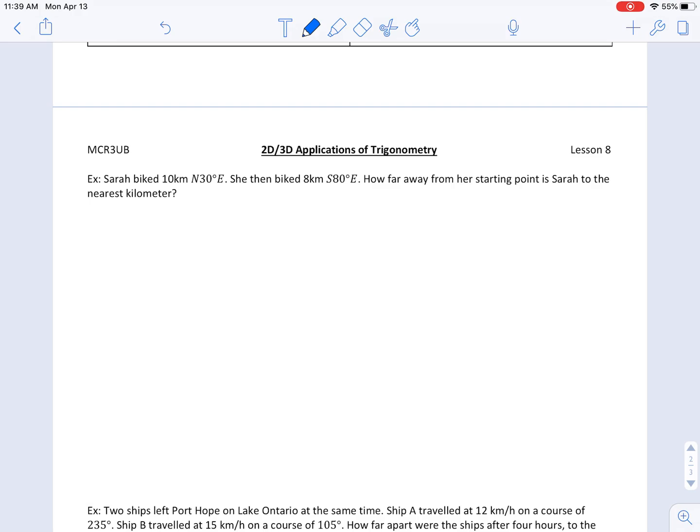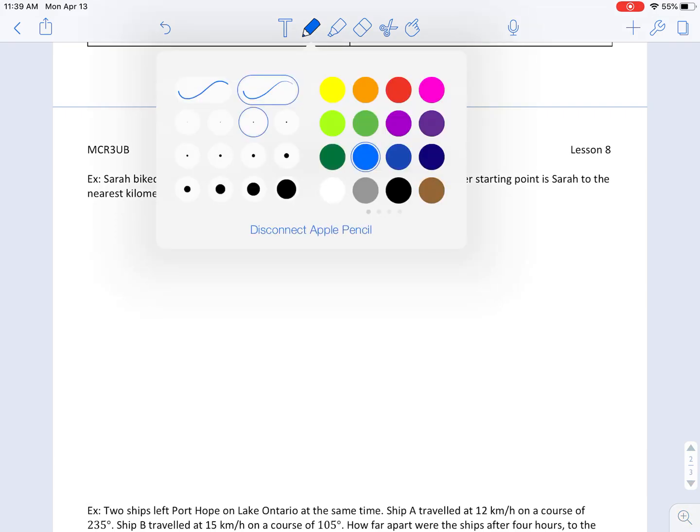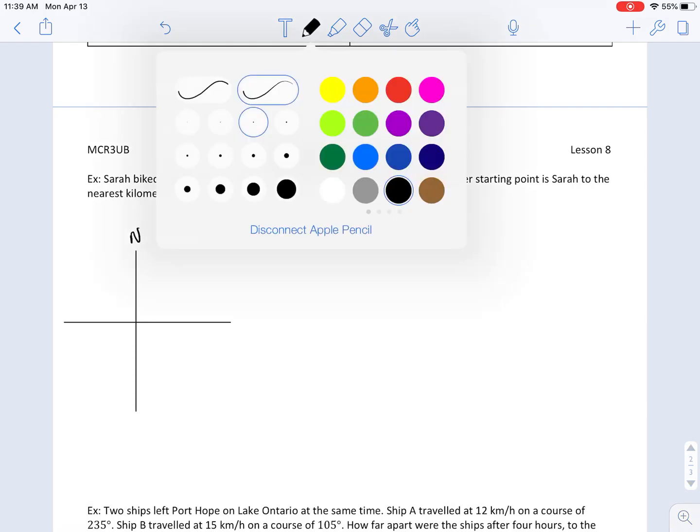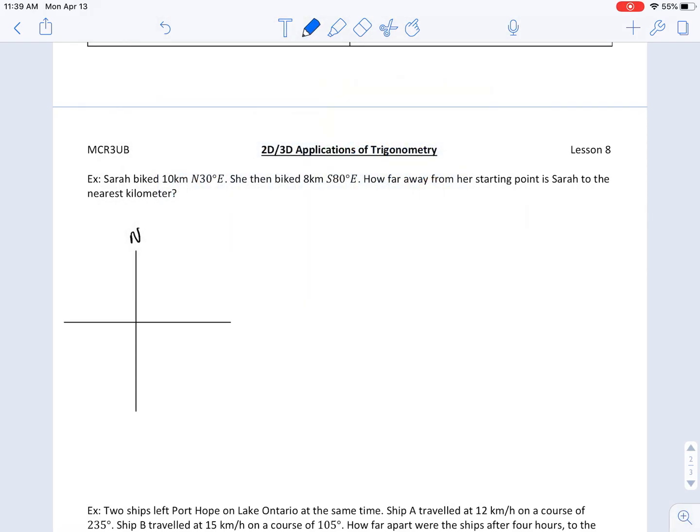So for example, we could use it in something like this, where it says Sarah biked 10 kilometers north, 30 degrees east. She then biked 8 kilometers south, 80 degrees east. How far is she away from her starting point? So in these questions, and this kind of gets into vectors, and if you go on in calculus and vectors, you'll do this stuff, you want to make a diagram that's fairly large, and we'll just put here north, and then that implies what south, east, and west are.